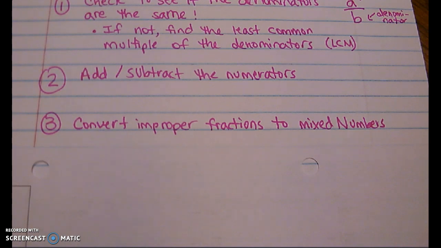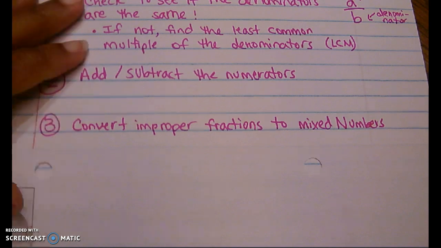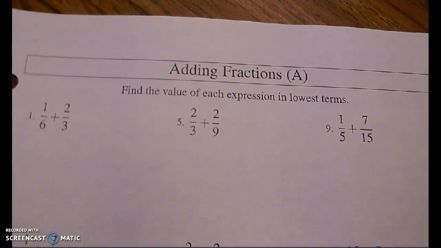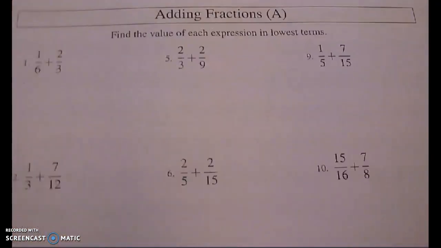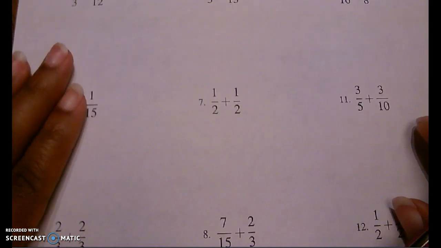All right? With that being said, when you finish writing these notes, I want you to pull them up beside your sheet. And I'm going to do two problems with you now. I'm actually going to start on the adding fraction side. I'm going to start with number 7.